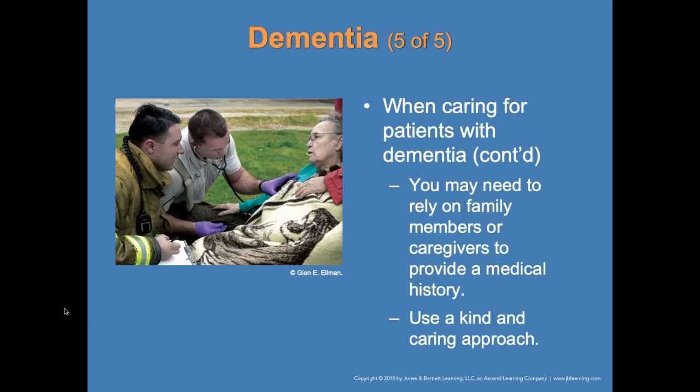We might need to rely on family members or caregivers to provide a medical history because these patients might not know. We need to use a kind and caring approach. It's not going to hurt us to be nice to these people. We need to help them out.